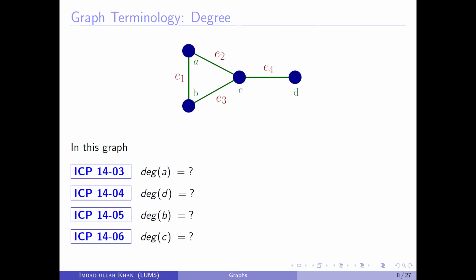You take a pause, look at this particular example, and compute the degrees of all these 4 vertices. You might have figured them out. So let's do some of them. The degree of A is the number of edges which are incident on A. So there are 2 edges which are incident on A. One is E1, the other one is E2. So the degree of A is 2.